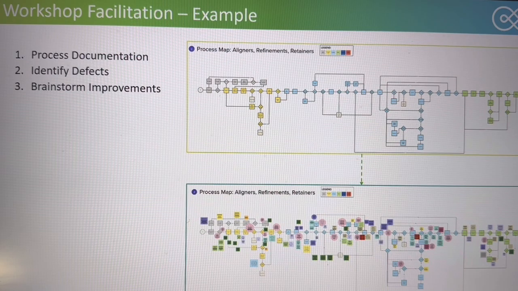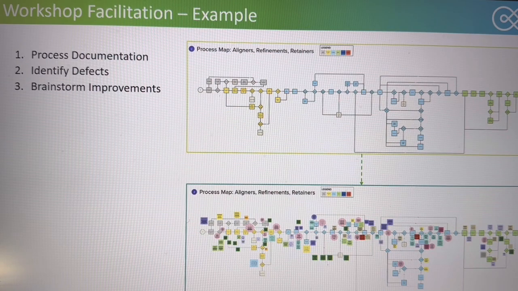Finally, here's an example of a workshop facilitation of process mapping where we will identify and document the process that is current. We will identify defects or disconnects, and then we will clean that up by brainstorming the improvements, adding or tweaking them into the current process map to make the final should map and a very clean process map that workers can utilize moving forward.